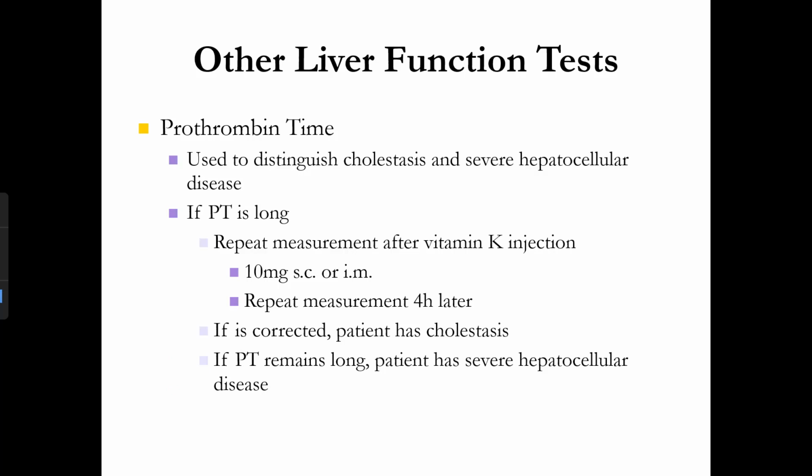Other liver function tests: prothrombin time. It's used to distinguish cholestasis and severe hepatocellular disease. If PT is long, repeat the measurement after vitamin K injection, 10 mg SC or IM. Repeat measurement 4 hours later. If it is corrected, then the patient has cholestasis. If it remains long, the patient has severe hepatocellular disease.